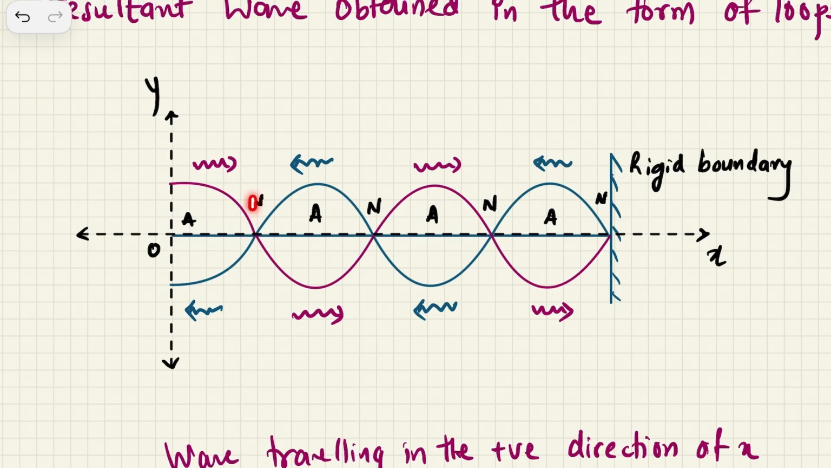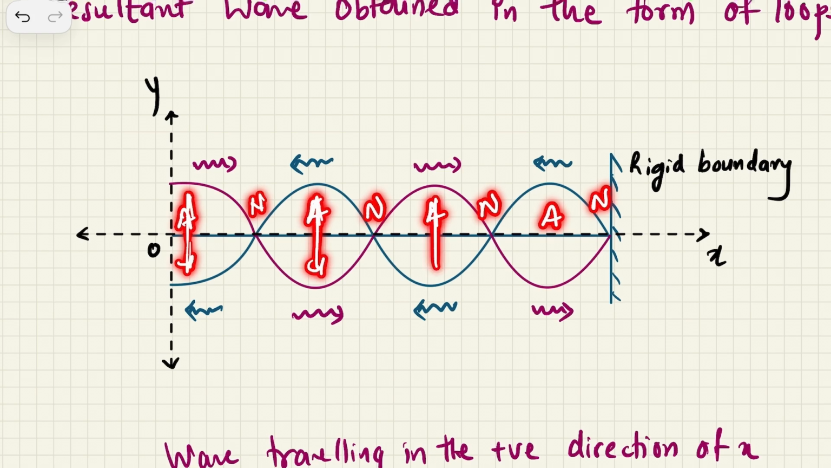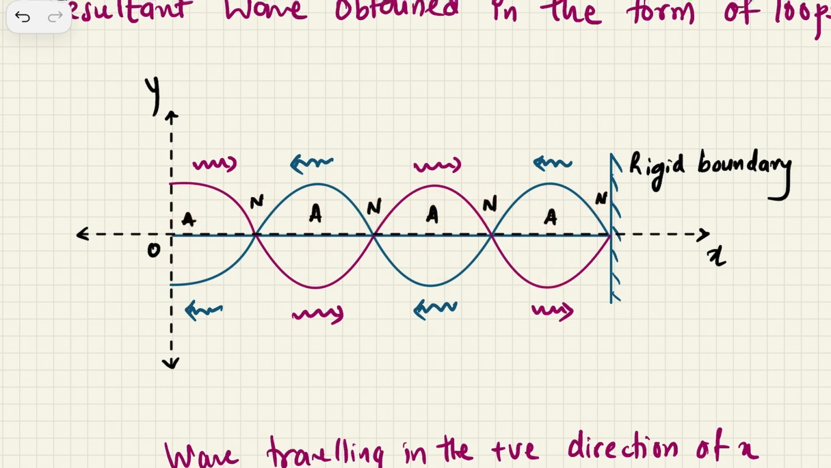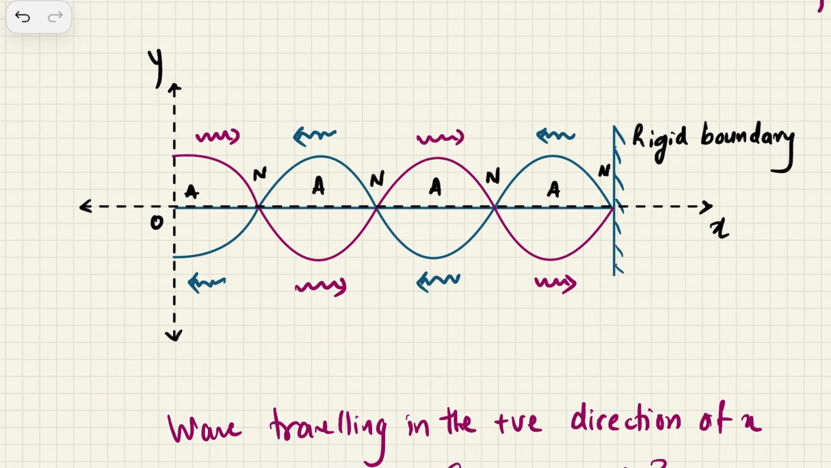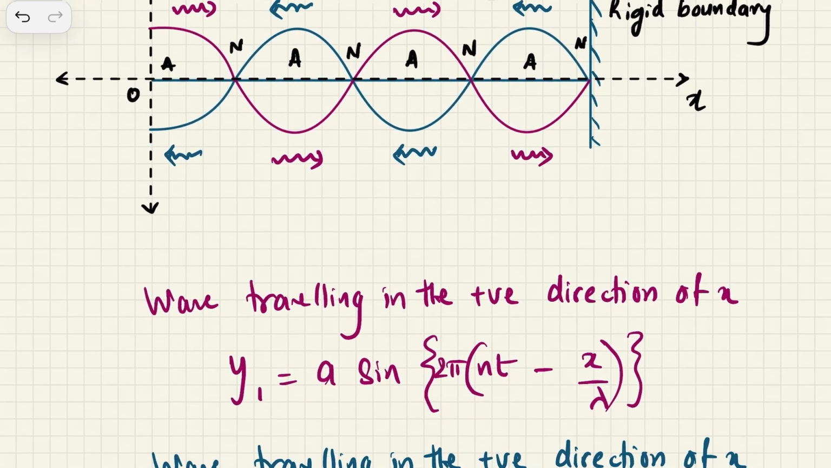The points of the medium which vibrate with negligible amplitude or zero amplitude are called nodes, and these are called antinodes, which are vibrating with the maximum amplitude. So this point is maximum amplitude, this point is maximum amplitude, and so on and so forth. So these are what are called nodes and antinodes. So the diagram is such.